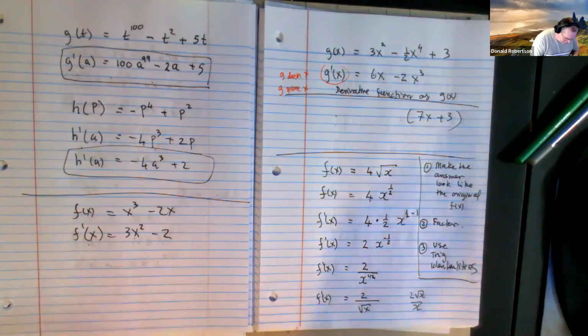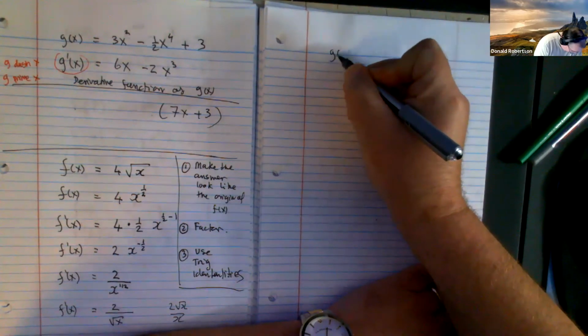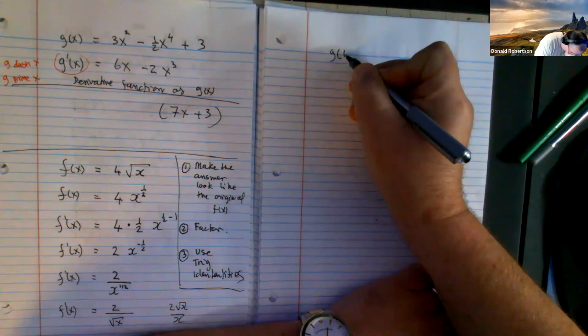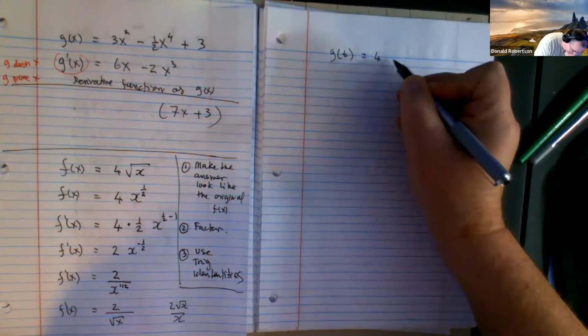Let's try another one. Let's call it G. Let's call it G of t. And G of t is going to be 4 cube root of t.